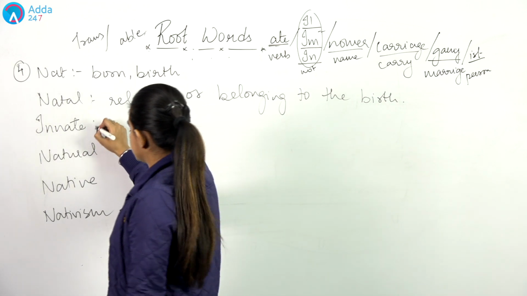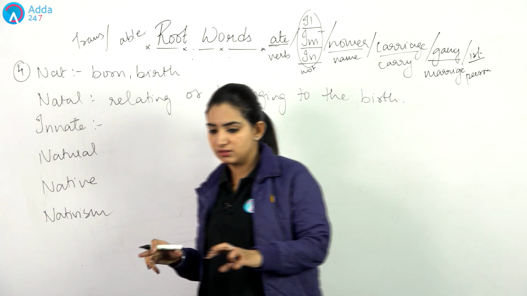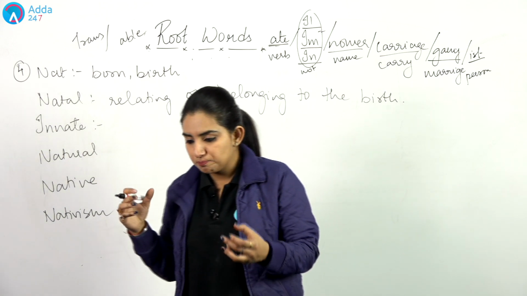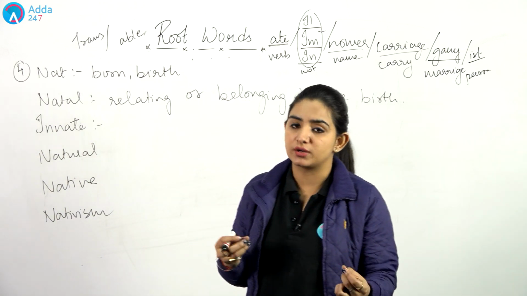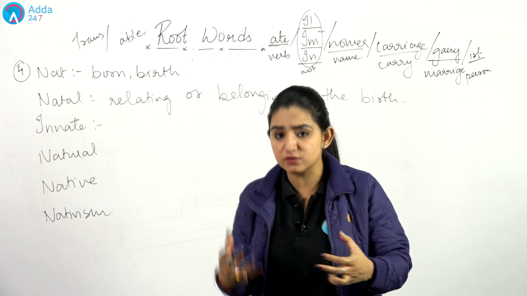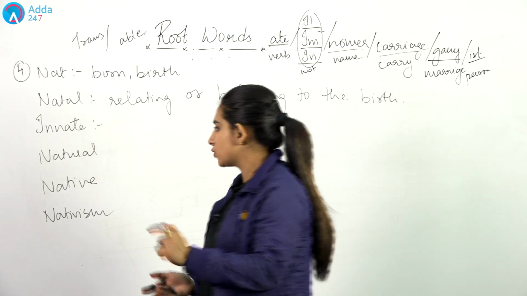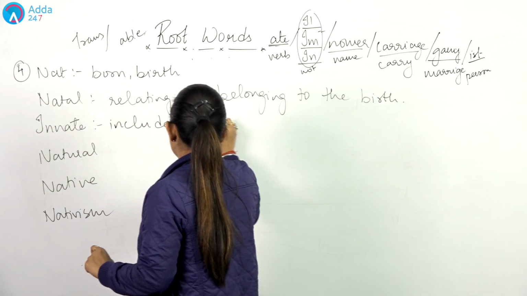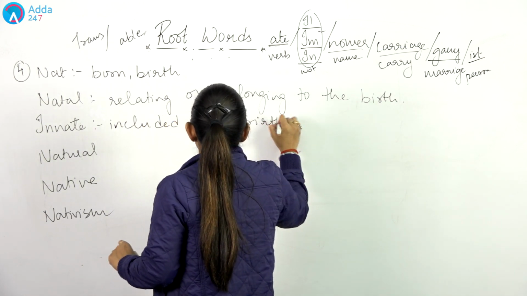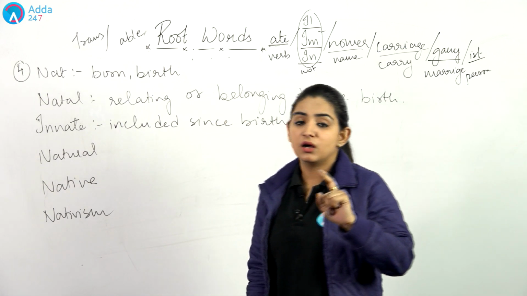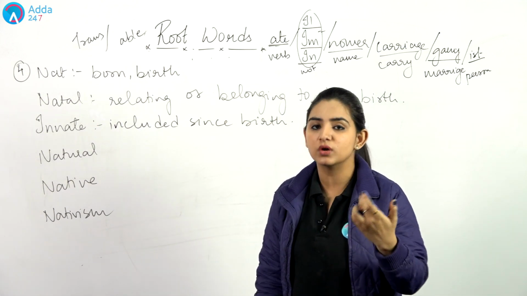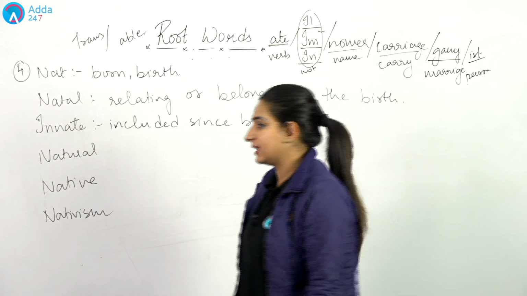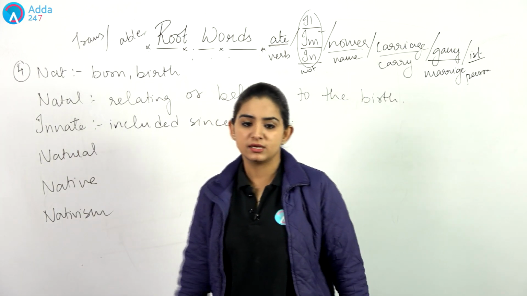Then we have innate. Innate is something that is included in you since birth. For example, the parents try to innate values and virtues inside you. So that is what you are getting, included since birth. The values and the virtues are included, the good work that you do, the good deeds that you perform, the good mind that you get, that is all what we mean by innate.